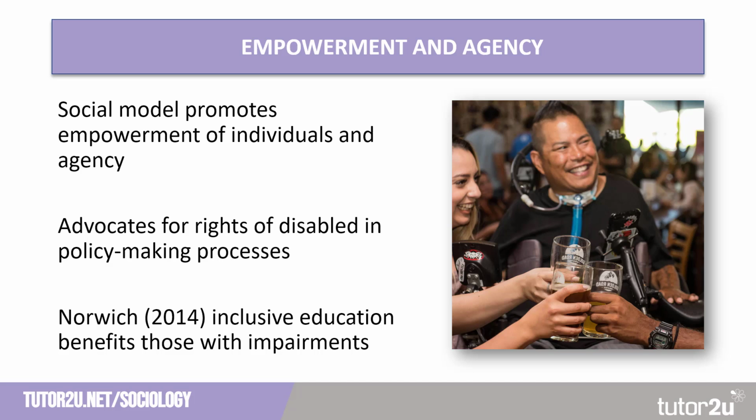The social model emphasises the empowerment of disabled people by promoting their agency and participation in all areas of life. This involves advocating for the rights of disabled individuals to make decisions about their own lives and ensuring their voices are heard in policy-making processes.